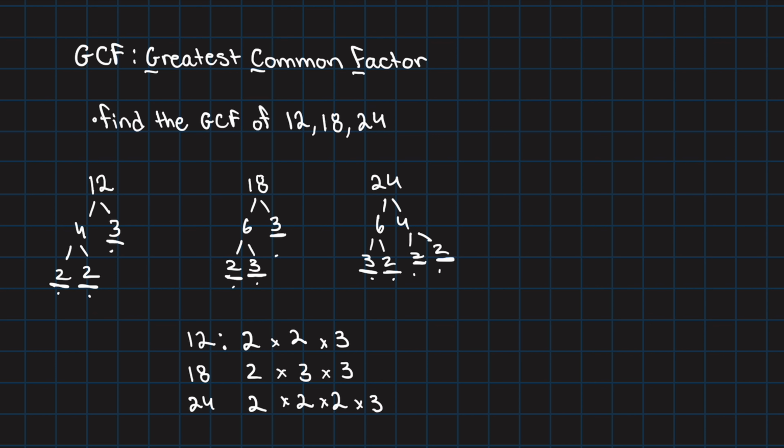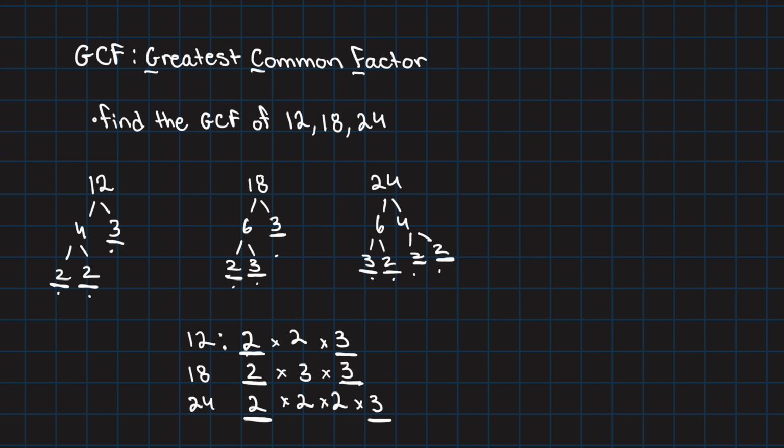And then you look at the ones that are common to all of them. So all 12, 18, and 24 have at least one 2, and they all also have at least one 3. But that's kind of it, because 12 has another 2, but 18 doesn't. 18 has another 3, but 24 doesn't.